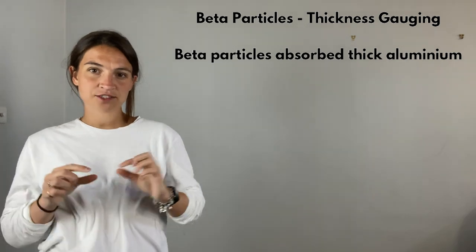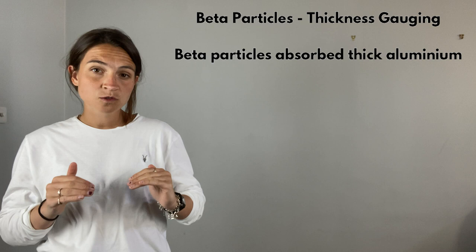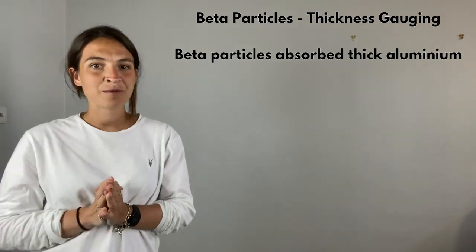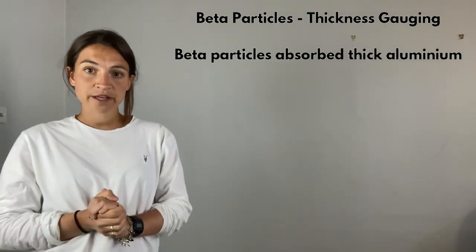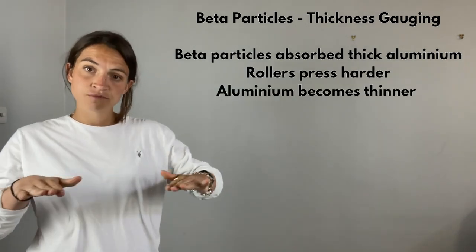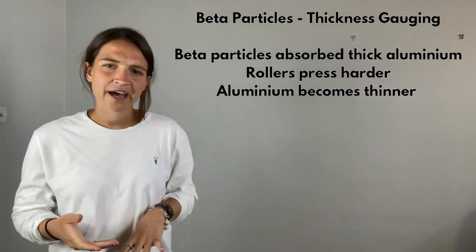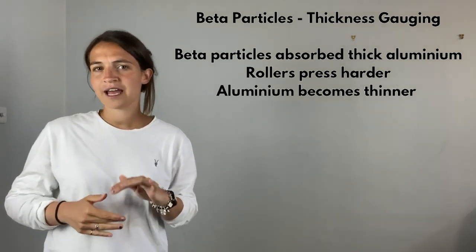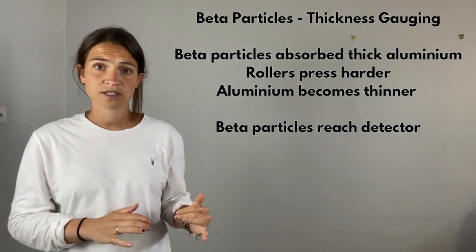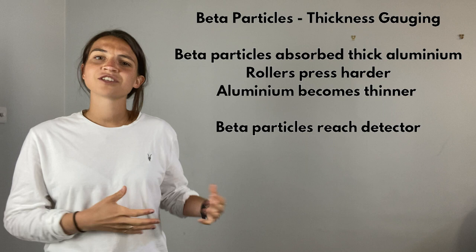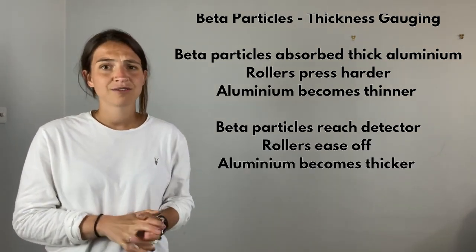If the foil gets too thick, almost all of those beta particles will be absorbed by that foil, so there'll be fewer beta particles incident on the detector. That will then trigger the machine that's rolling out your foil to push a bit harder. On the other hand, if your foil starts to then get a bit too thin, that means that loads of the beta particles can actually make it through the foil. So your count rate on your detector will rise and that'll let the machine know to ease off a little bit.